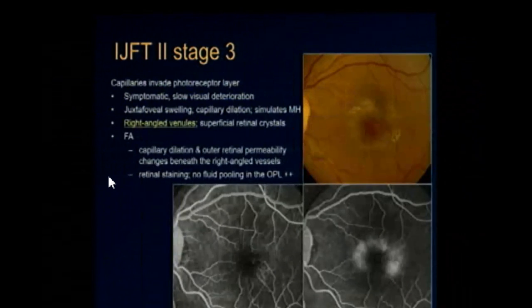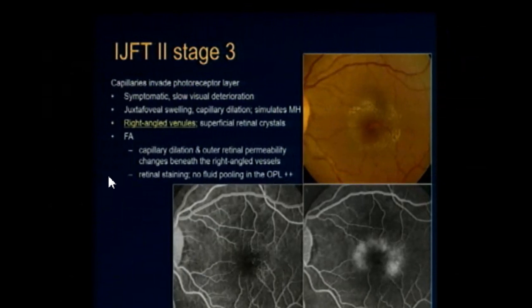Stage 3 is when you have right-angled venules. The veins are going to come towards the telangiectasia. Okay, they're going to curve towards the intraretinal telangiectasia that you don't see very clearly, and you will start to have some channels there that Gass has described. So stage 3 is the right-angled venule stage.